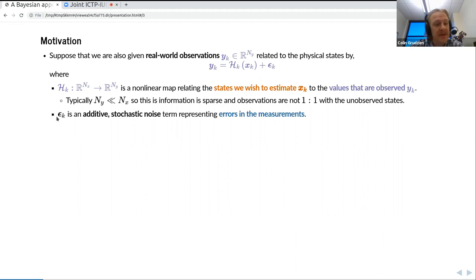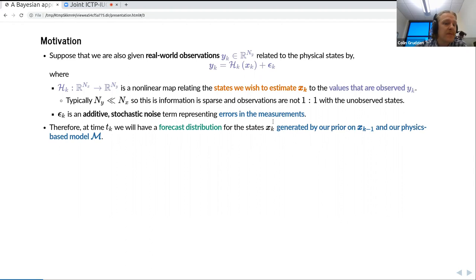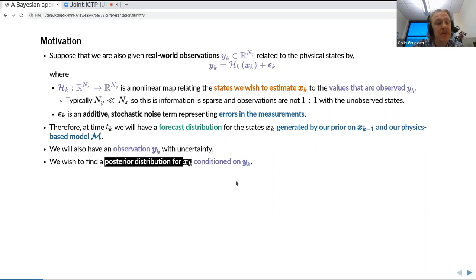We'll then assume that we have some epsilon k. Again, this is representing some sort of observation noise, so the errors in our actual measurements, that again, we don't know what these error realizations are, but we'll assume that we understand how they're distributed. And so therefore, again, at our time tk, we have our forecast distribution. We have this generated, by using our prior on the previous states and using our physical model M. We have an observation, yk, that comes with some amount of uncertainty, where we'll assume that there's some error in these measurements. And we wish to find then what is the posterior distribution for xk, conditioned on this vector of observations yk.